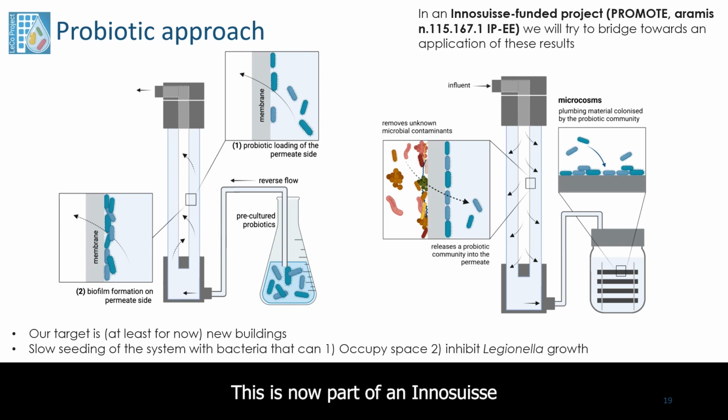This is now part of an Innosuisse-funded project where we will try to bridge towards an application of these results. This is a schematic of the proposed approach, where we will use existing filters which we will preload with antagonistic bacteria in order to seed a system with bacteria that are antagonistic to Legionella, trying to prevent their occurrence. Our target is, at least for now, new buildings.